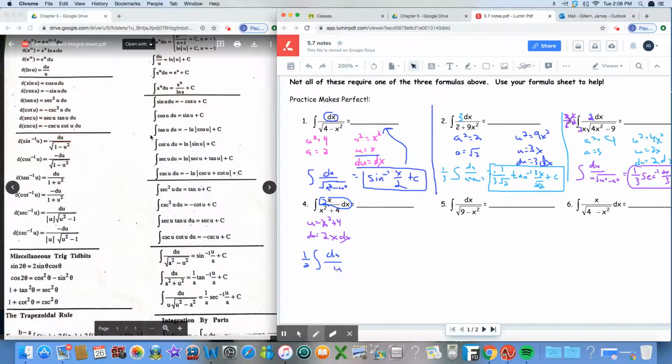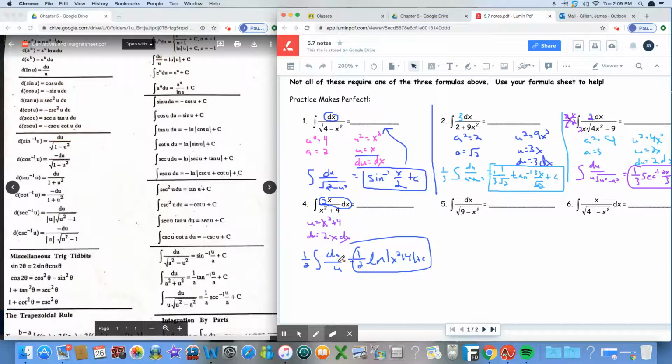Well, what's the integral of du over u? Well, it's right here. If you look, it's natural log. So 1/2 natural log of u, which in this case is x squared plus 4, plus c. And there you go.